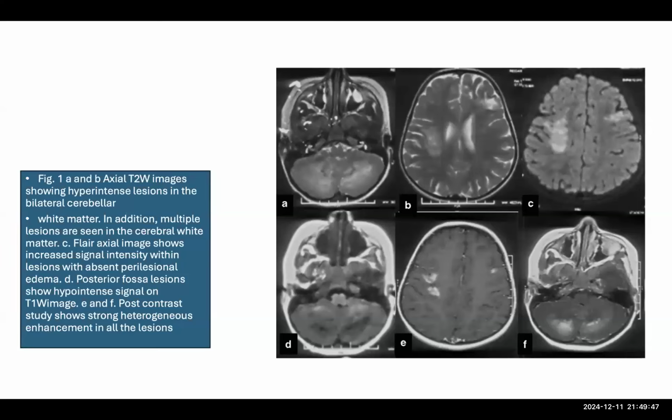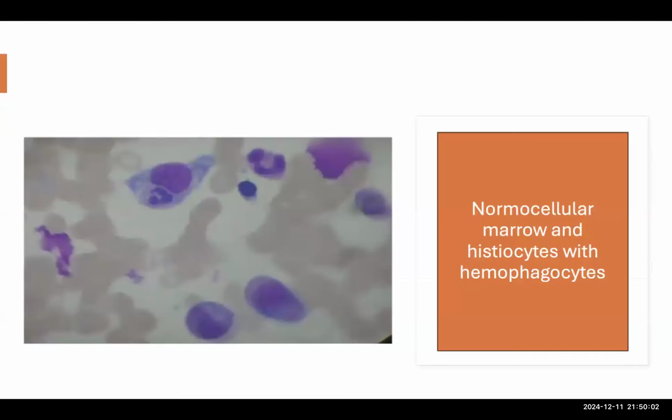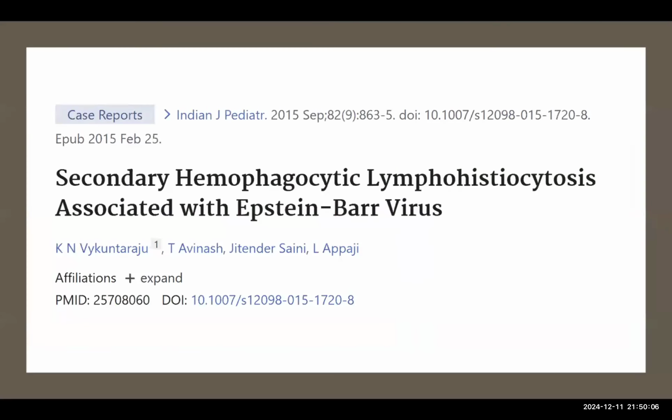On tapering steroids, the child had ataxia again, and was treated as recurrent ADEM. Post that, on tapering steroids, the child again developed ataxia, but this time she had systemic involvement. We did a bone marrow, which showed hemophagocytosis, and it was Epstein-Barr virus.